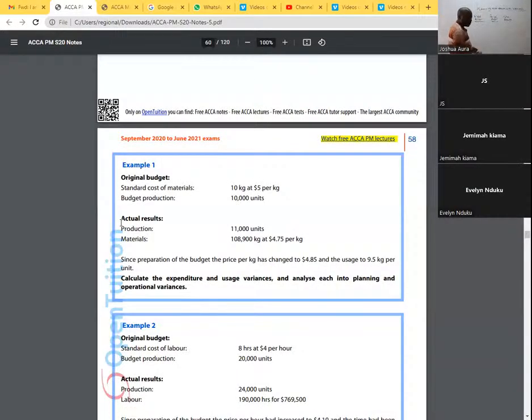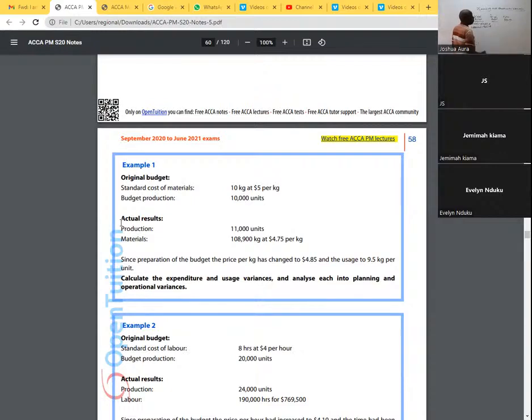So you can see original, we have materials. Original materials, we have 10 kgs at 5, which is 50. And then we have budgeted quantity. Budgeted production in this case is 10,000 units.